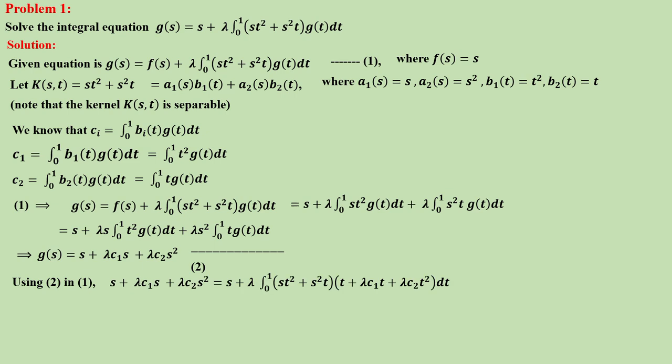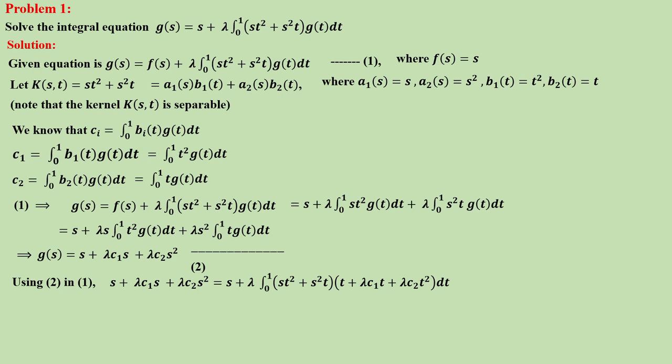So using 2 in 1, on the left-hand side g(s) = s + λ c₁ s + λ c₂ s² from 2, which is equal to s + λ ∫₀¹ (s t² + s² t) times, instead of g(t), the value from equation 2. So from 2, g(s) = s + λ c₁ s + λ c₂ s².